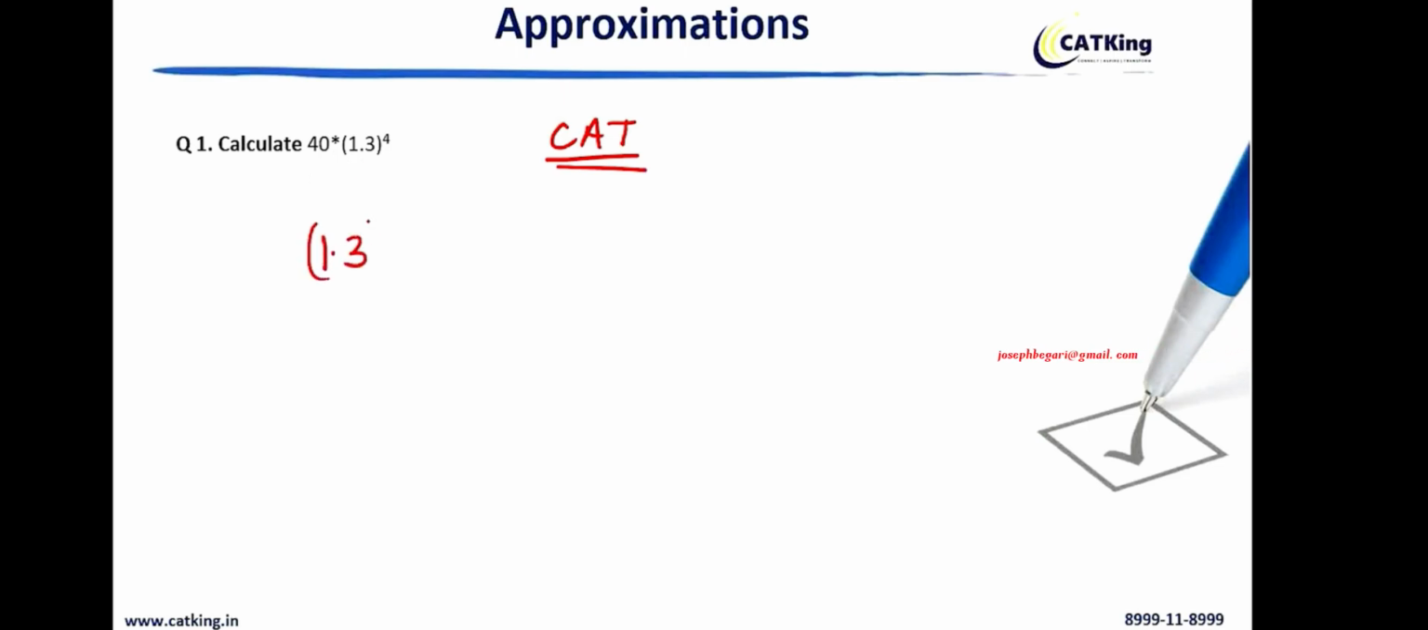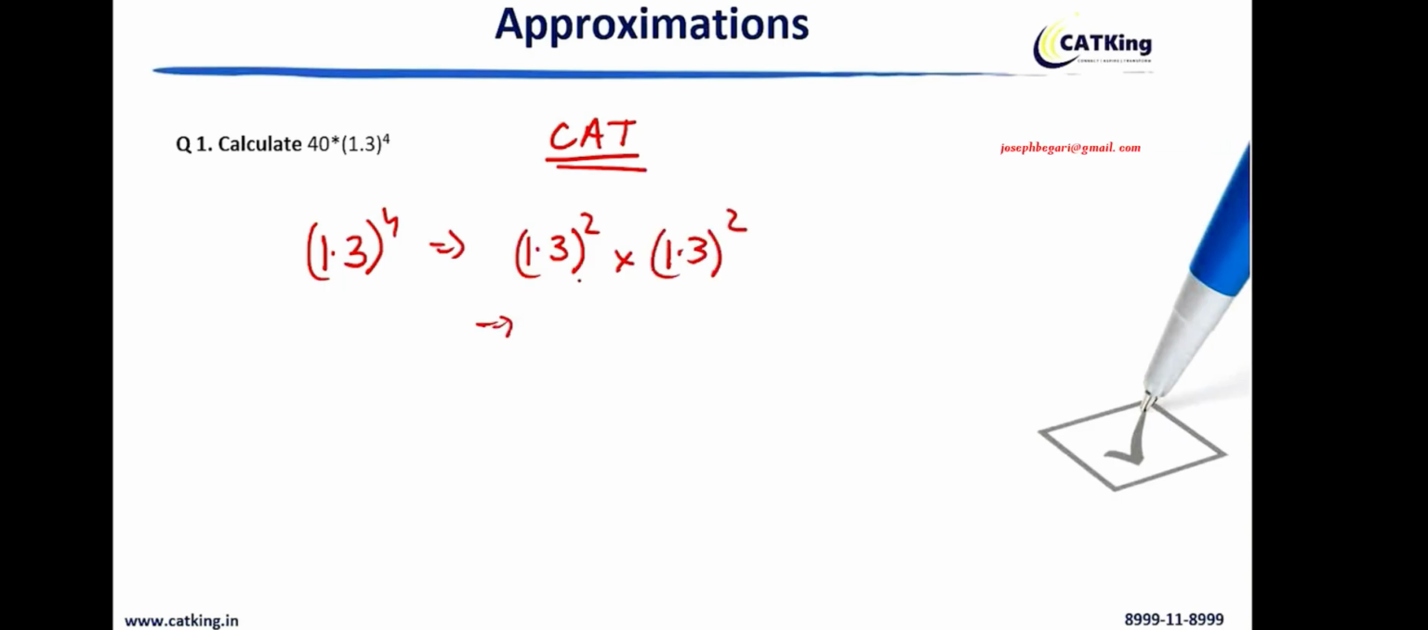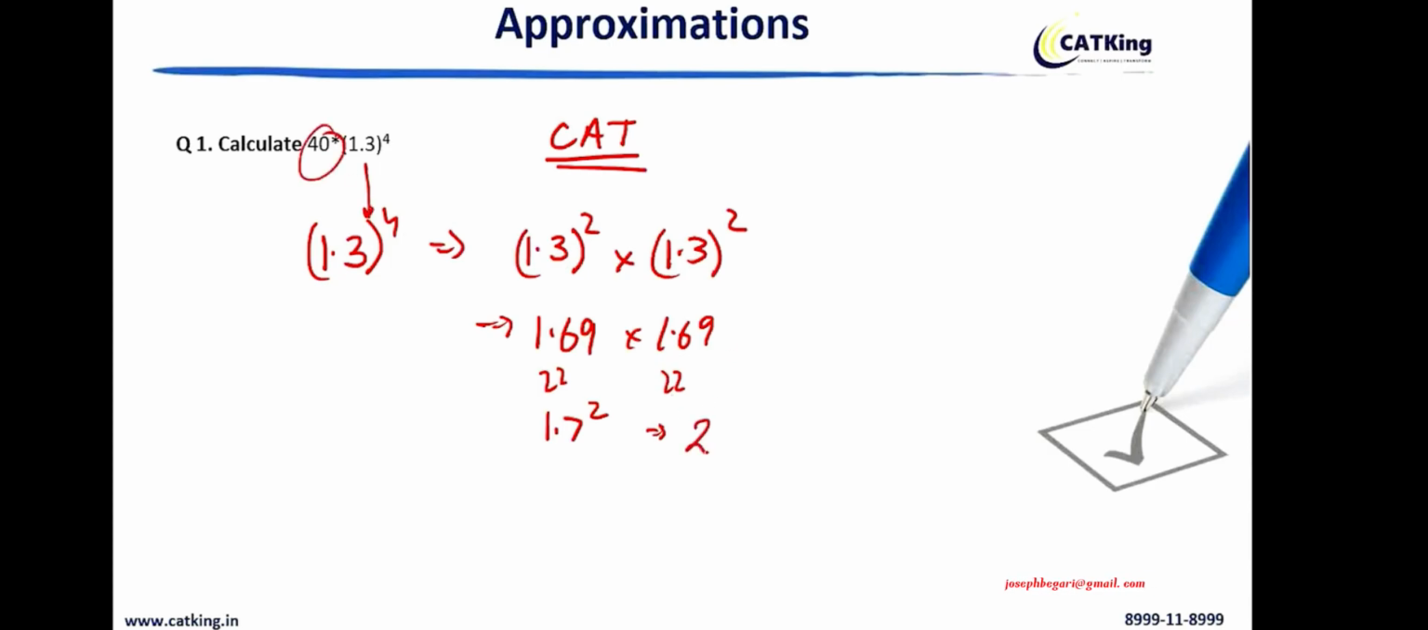Like I have to calculate 1.3 to the power 4. In the previous video of squares, I have told you how to calculate squares. So I can write it as 1.3 square into 1.3 square. What is 13 square? 169. This becomes 1.69 into 1.69. I can approximate this to 1.7. This becomes 1.7 square. What is 17 square? 289. Hence your answer for this part is 2.89, or again I can approximate it to 2.9.